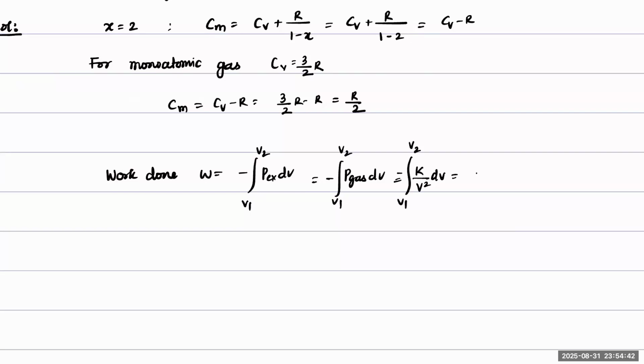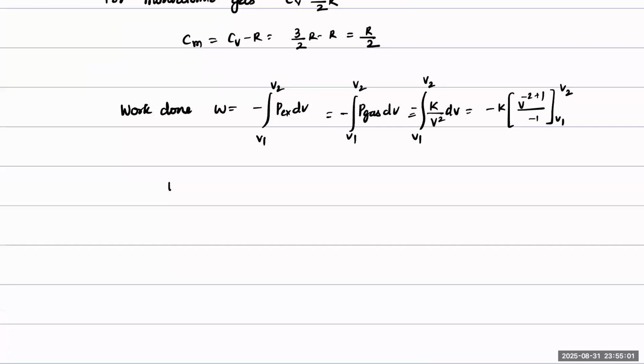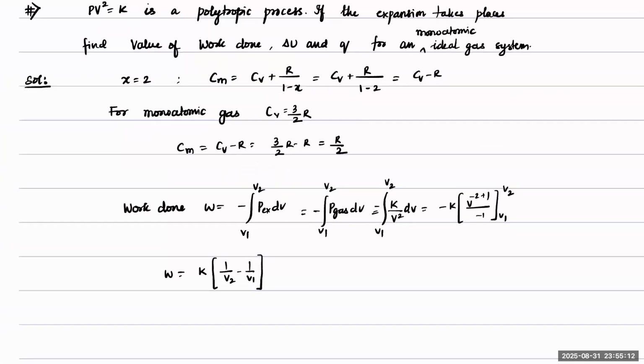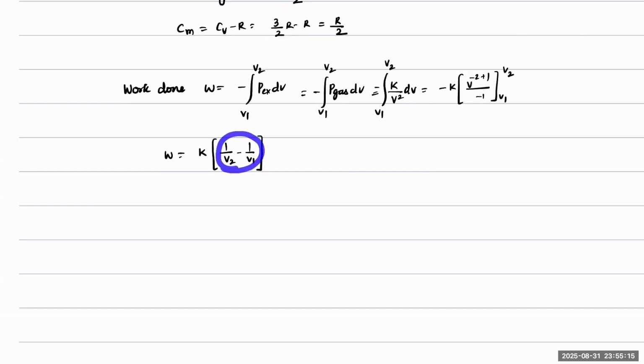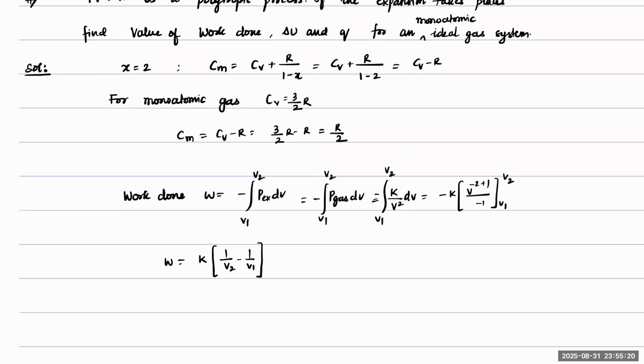So that will be equal to minus of, okay, if I take this k outside, what would I get here? This will be V raised to the power of minus 2 plus 1 by minus 1, from V1 to V2. So that minus minus will get compensated. So we'll get this as k into 1 by V2 minus 1 by V1. This is what you will get. Clear? So if these values are given to us, then it will be easier to calculate the work done. But this is how you typically get the work done formula as well.